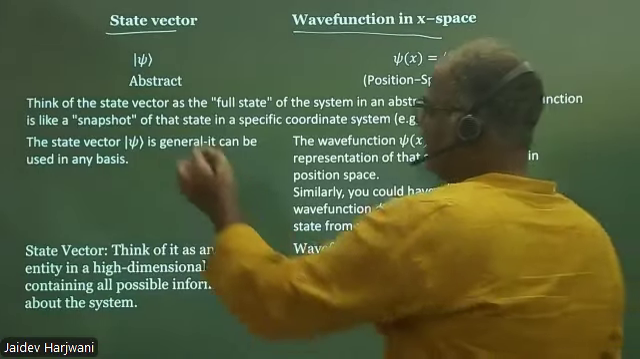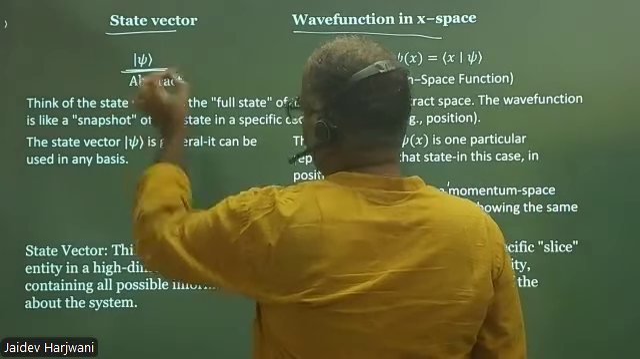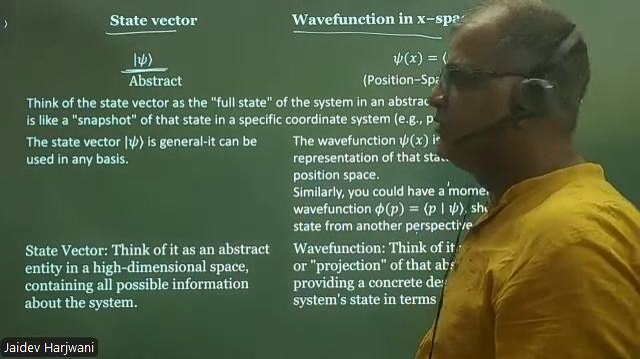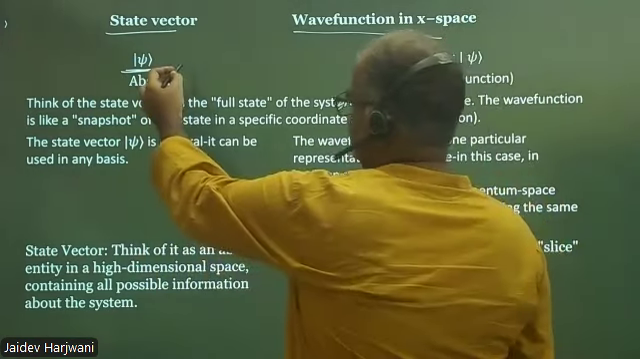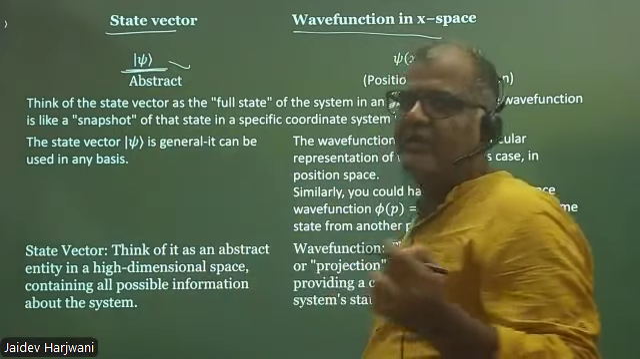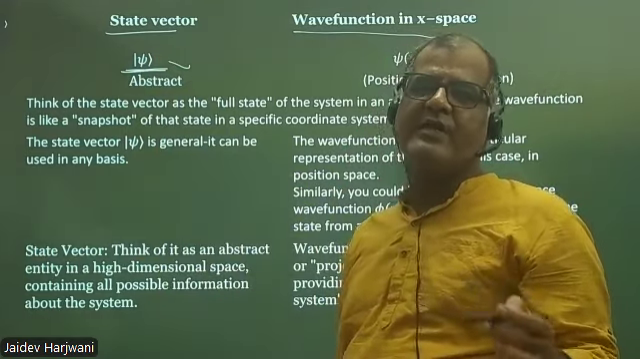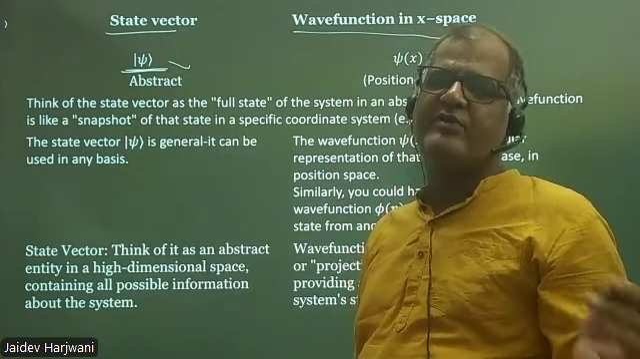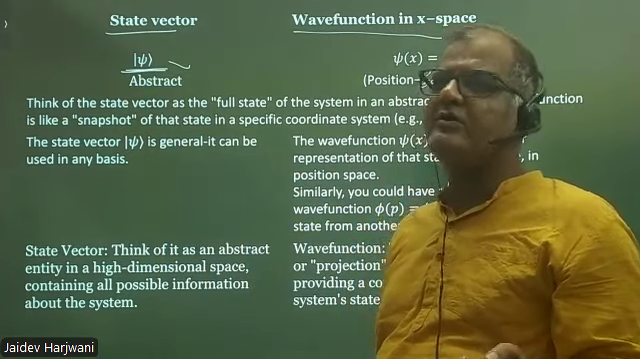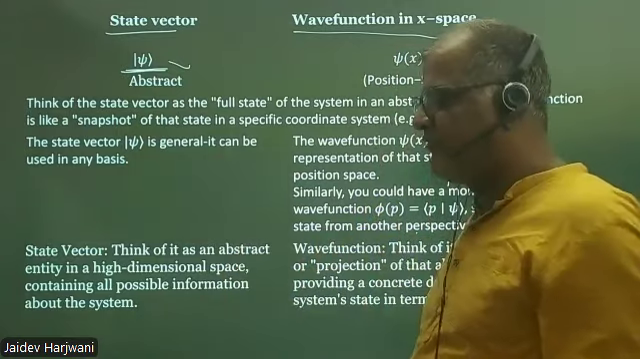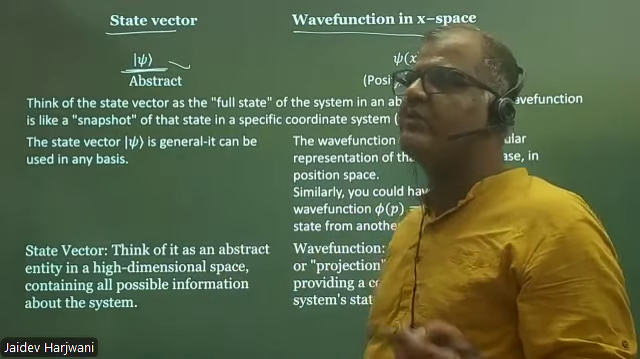The state vector is basically a coordinate-free or basis-free representation. State vectors are elements of a Hilbert space. What is a Hilbert space? A Hilbert space is a complex vector space equipped with an inner product. Now these state vectors have full, complete information about the system.